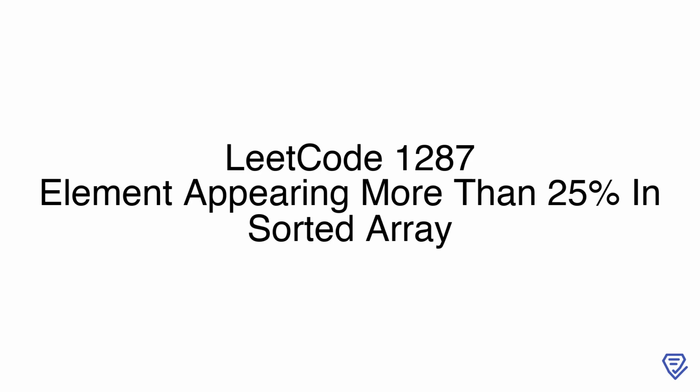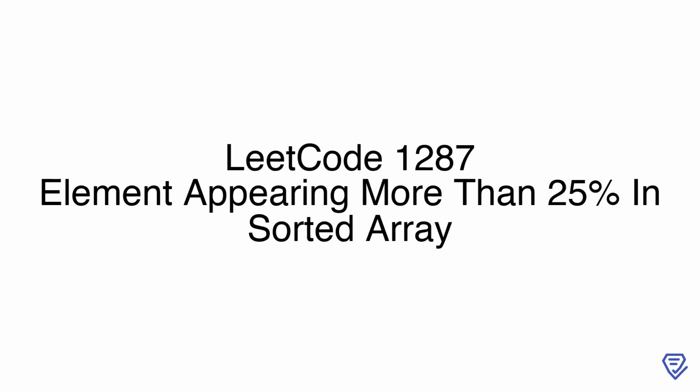Welcome! In this session, we're tackling problem number 1287, element appearing more than 25% in sorted array. This problem challenges us to identify an element that appears more than a quarter of the time in a sorted array. Let's explore the key concepts and strategies to solve this efficiently.